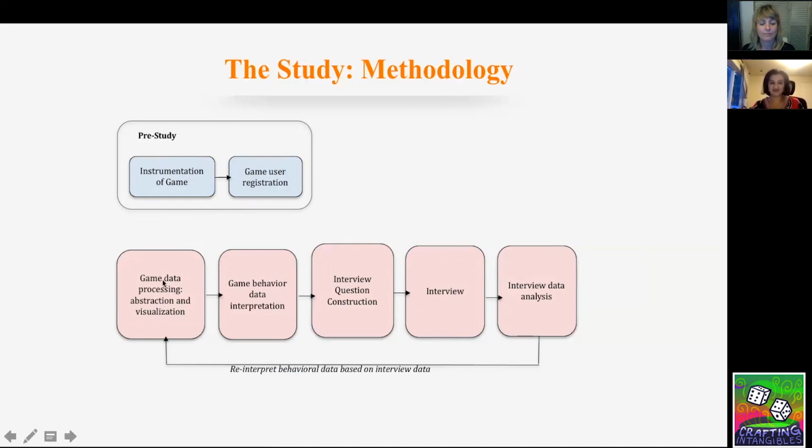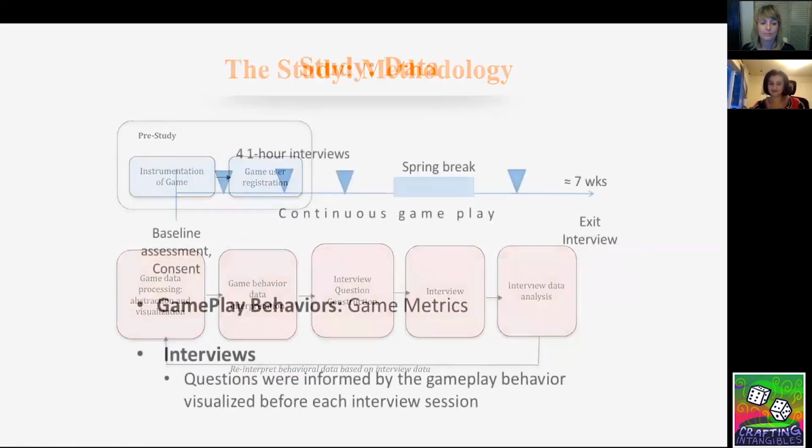And then whenever we get data, we process it. So we have abstraction of the data, or pre-processing of the data, and then visualization and interpreting of the data. And as I said, we do usually have interview questions with our users to understand if we interpreted the data correctly or not, and if they have other insights on the behavioral aspect of the data. So we construct interview questions from the data, do the interview, and then analyze the interview, and that will help us understand the data more and also give the designers a little bit more feedback on their designs.